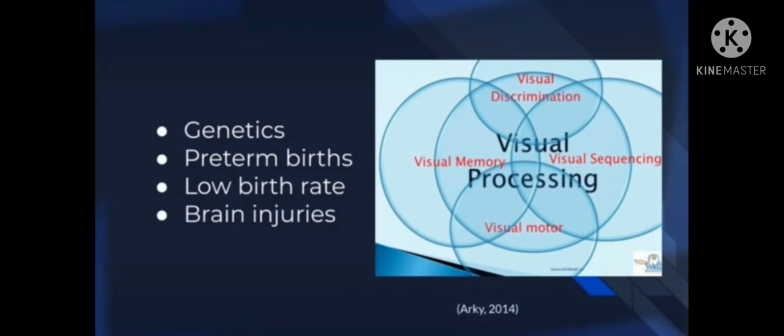Researchers are unsure of what directly causes visual processing issues. Some theories are genetic traits, low birth weight, and birth and brain injuries in younger children in the process of development. It's difficult to determine whether or not your child has an issue with their visual processing.